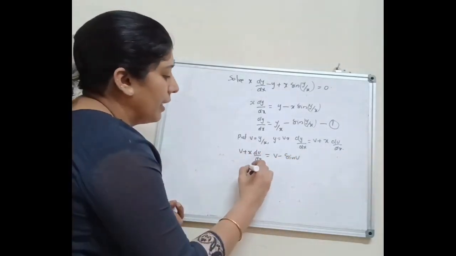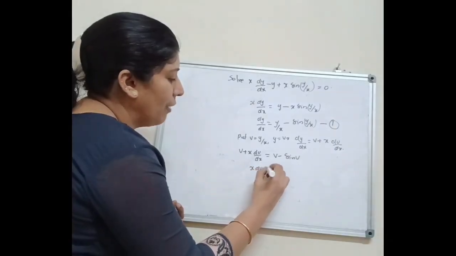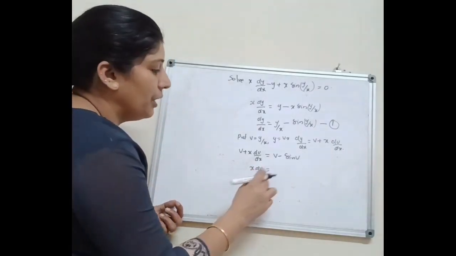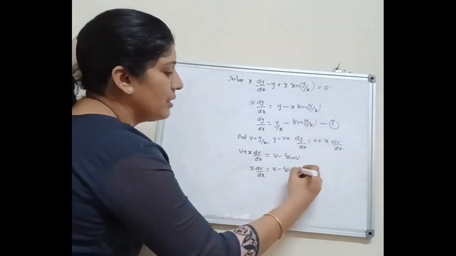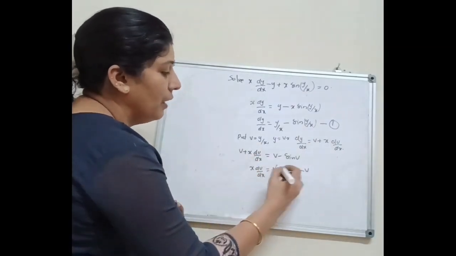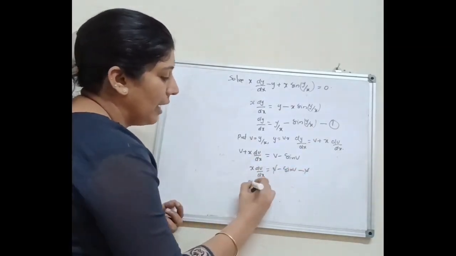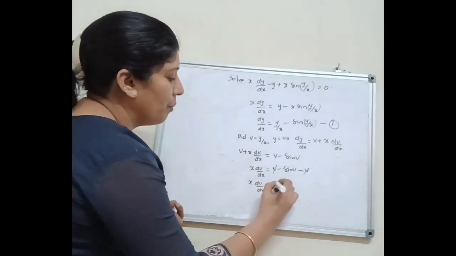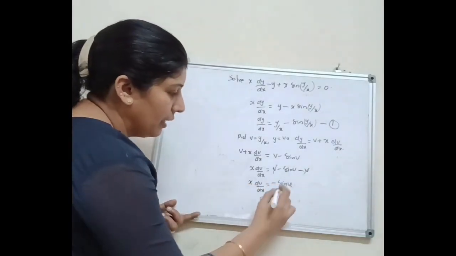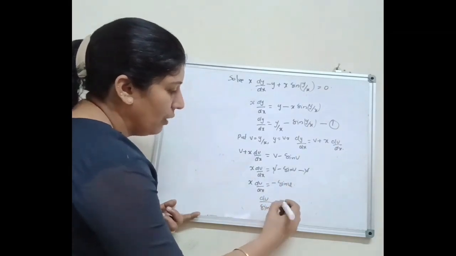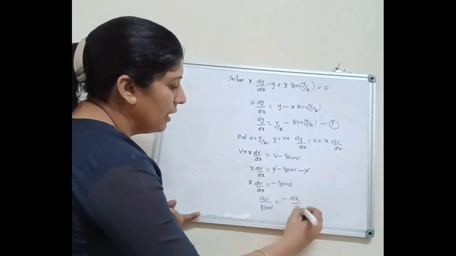Then next, x dv/dx. Next, we have to write in variable separable form. Therefore, x dv/dx = v − sin v − v. Take it to this side: minus v, and v and minus v cancel. Therefore, x dv/dx = −sin v. Therefore, dv/sin v = −dx/x.